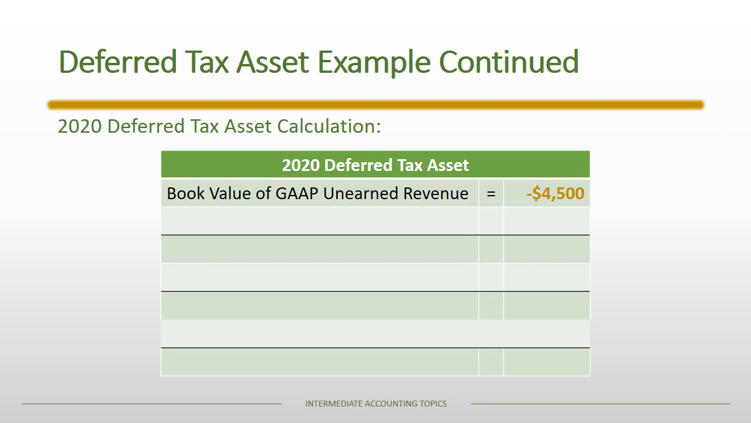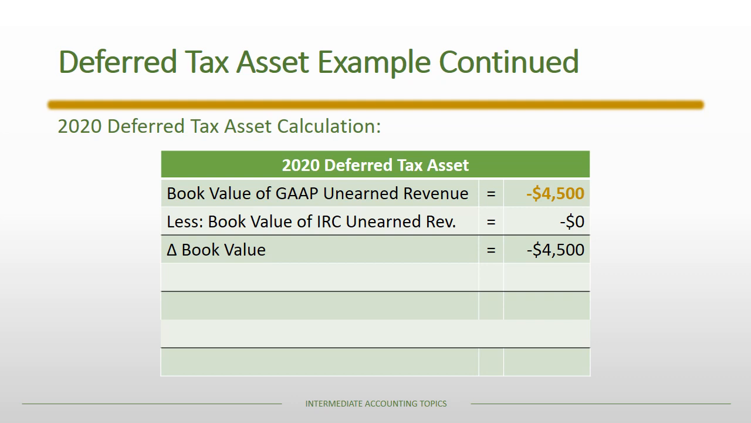The reason why I do it this way is so that we can use a consistent framework whether we're dealing with liabilities or whether we're dealing with assets, rather than having to flip everything around. And so again, we're just trying to be consistent with the calculations we've been doing all along. And so under US GAAP, we have the unearned revenue account balance of $4,500. There is no unearned revenue under the Internal Revenue Code because they record everything that's been collected. So there is a difference in book value of this liability of negative $4,500.